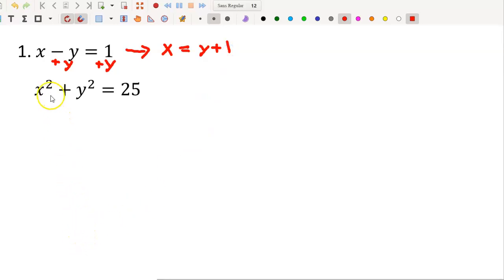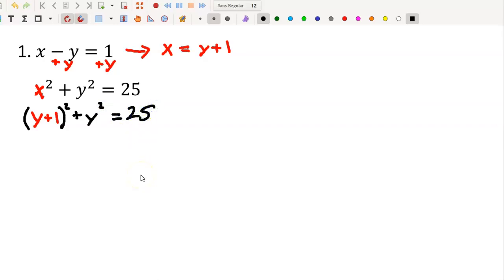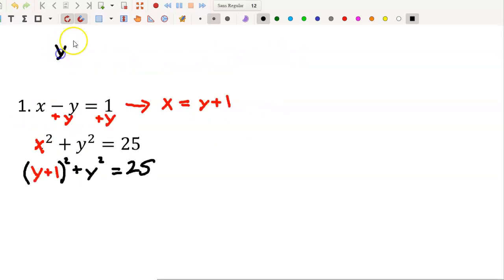Substitute that back in for x right here. Okay, so we got y plus 1 quantity squared plus another y squared that was already there. That equals 25. Little sidebar. What is y plus 1 squared? What does that equal to? So, little reminder that y plus 1 quantity squared does not equal y squared plus 1 squared.